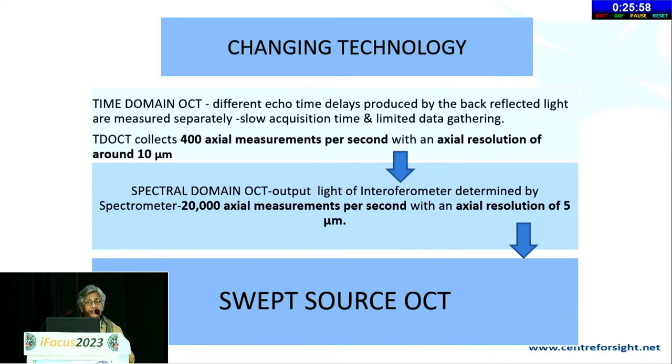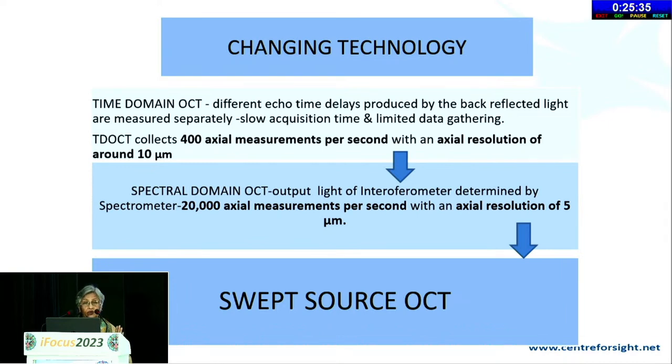Then came spectral domain. Spectral domain, what is it? The interferometer is there. We are determining the output by means of a spectrometer. That is why it is spectral OCT. How much is it measuring? 20,000. So from 400, it became 20,000 measurements per second. Axial resolution 5. We can see the minutest structure. And then what came next?